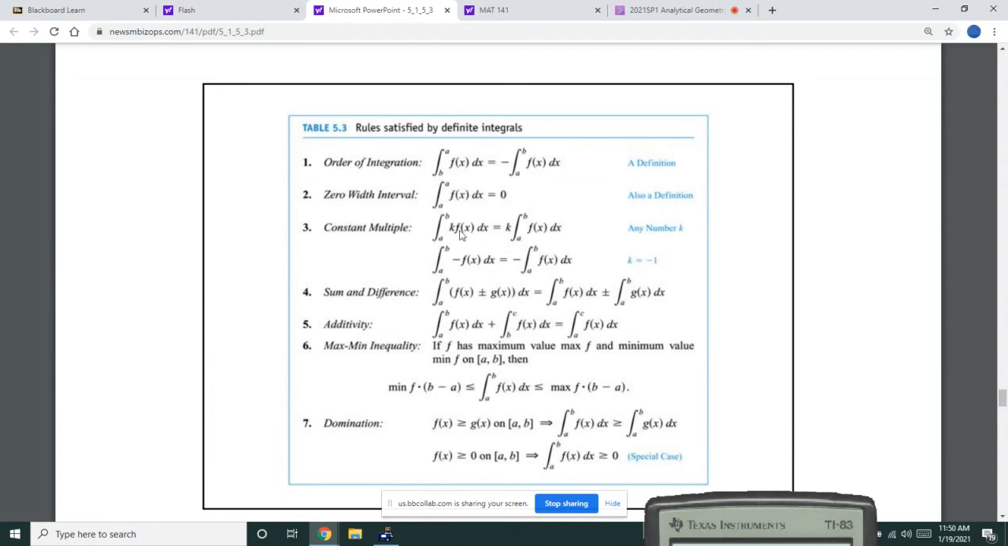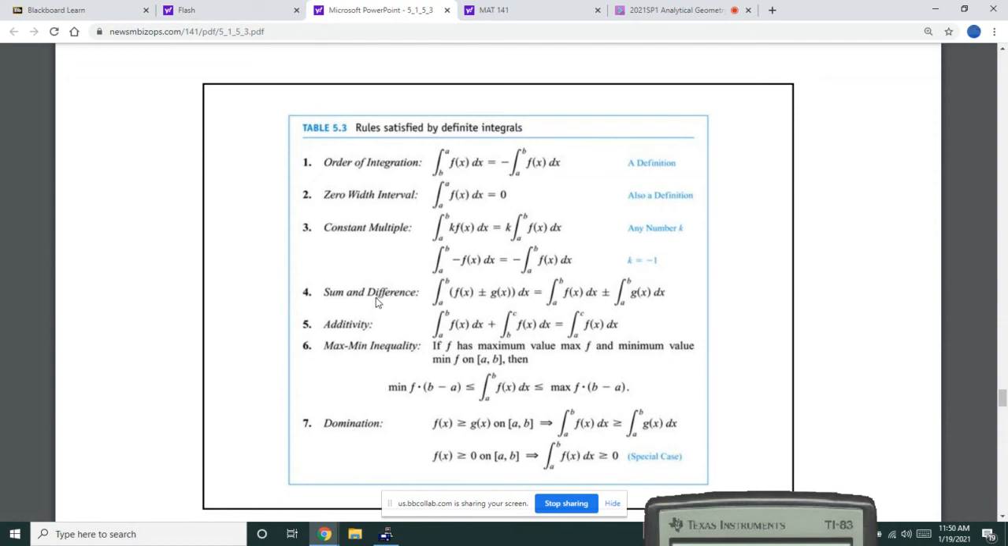There's a constant multiple rule, which we saw earlier. The constant multiple rule says you can take any constants and pull them in front of the integral operators. So when we integrated 2x dx, we pulled 2, which was the constant, in front of the integral operator.